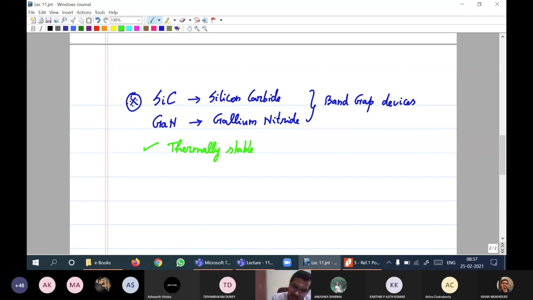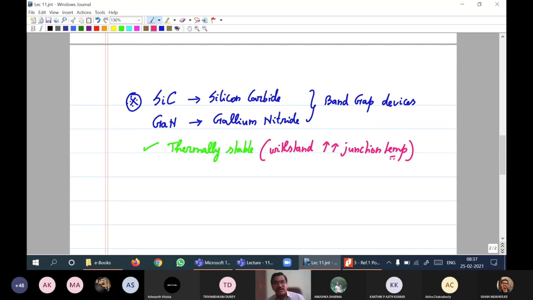Now, what does this mean? Thermally stable. It means they don't suffer from thermal runaway problem so easily. They can operate at high junction temperatures, withstand high junction temperatures, without causing thermal runaway problem. That is the meaning of being thermally stable. Thermal runaway doesn't occur so easily.